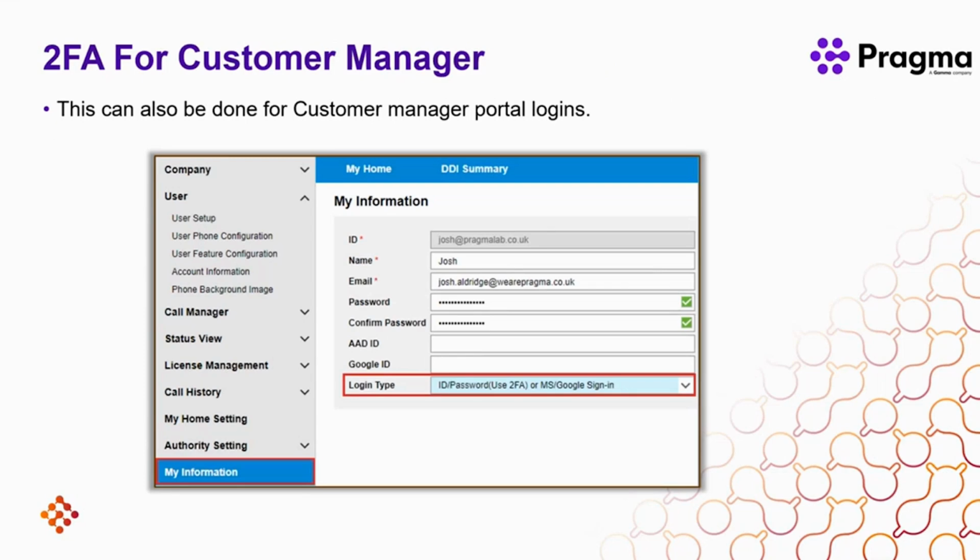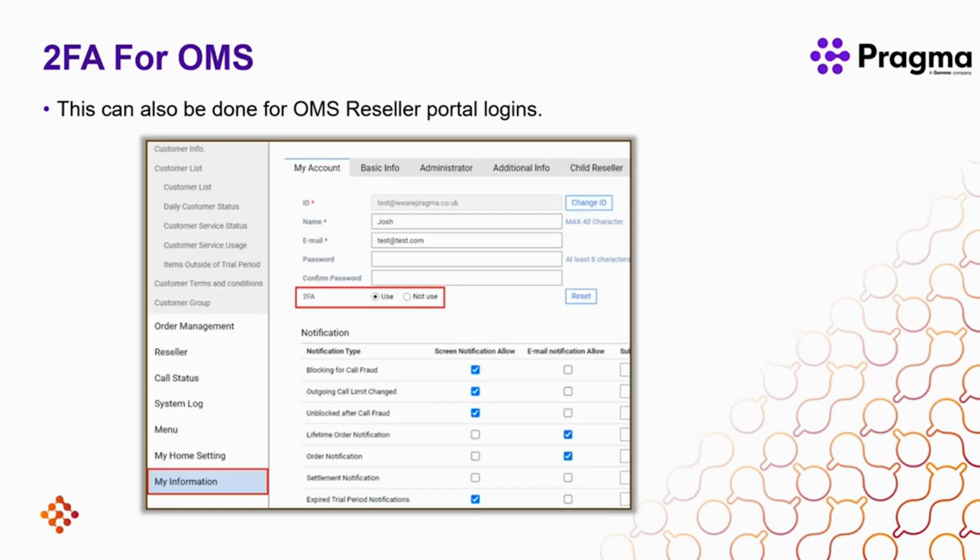And that's just the config within the customer manager. In my information for that user that's logged in, they can change their login type if they wanted. And same for the reseller, so that's the same for your level login. When a user logs in, they can set 2FA to be used or not used, and then it's the same process for setting up the QR code and linking it to the app.